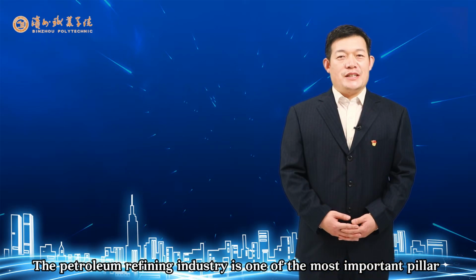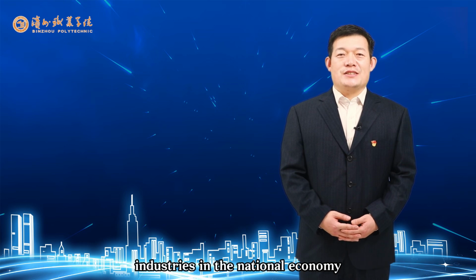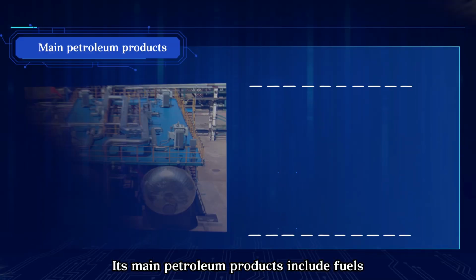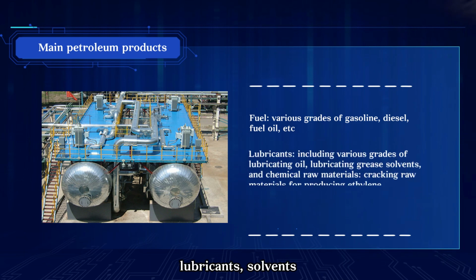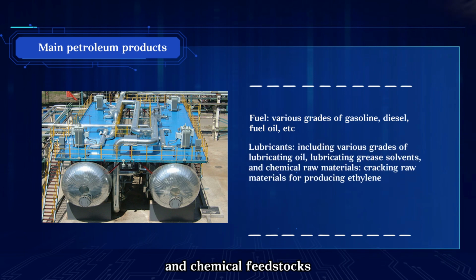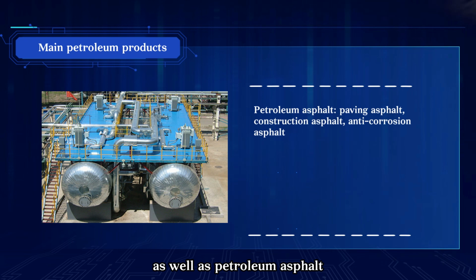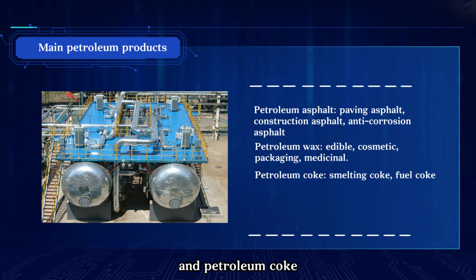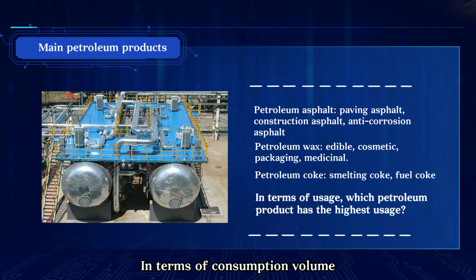The petroleum refining industry is one of the most important pillar industries in the national economy. Its main petroleum products include fuels, lubricants, solvents, and chemical feedstocks, as well as petroleum asphalt, petroleum wax, and petroleum coke. Here we have a small question. In terms of consumption volume, which petroleum product has the largest usage?